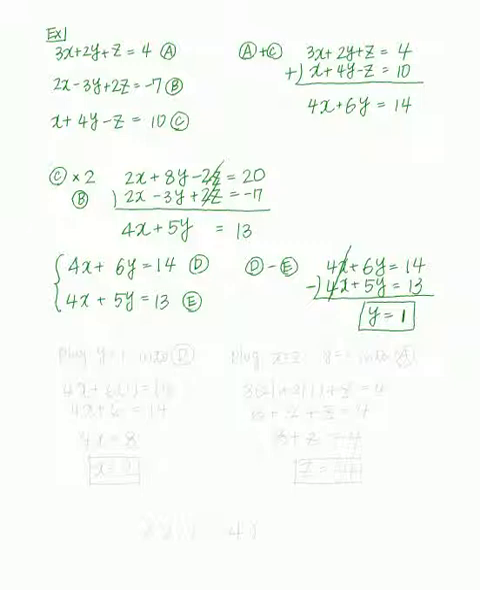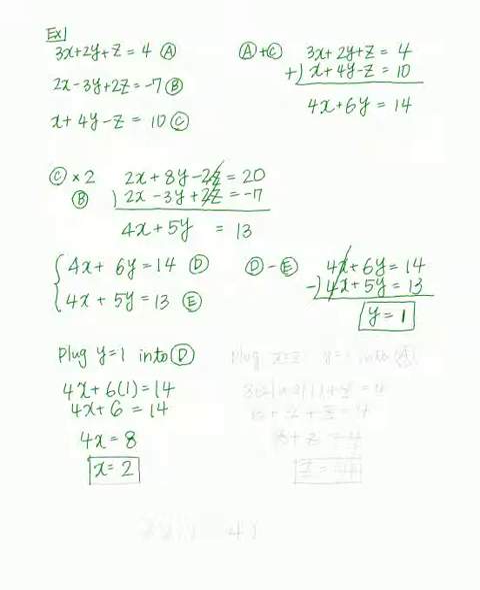I'm going to take y equals 1, and I'm going to go ahead and put it into equation d. So we're going to plug y equals 1 into equation d. So I'm going to have 4x plus 6 parentheses 1 equals 14. And now I have one equation with one unknown. These are easy to solve. Subtract the 6. We get 4x equals 8, which means x equals 2.